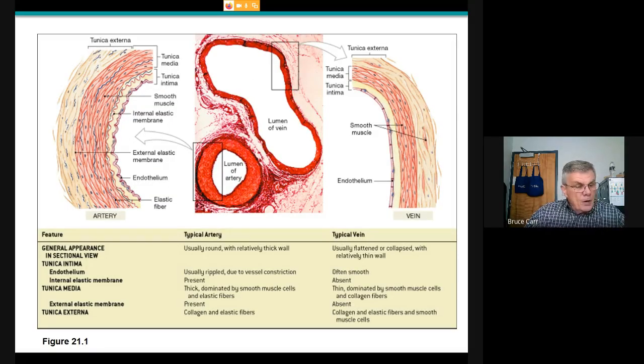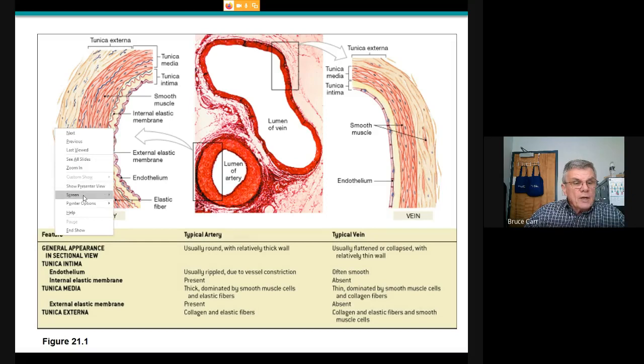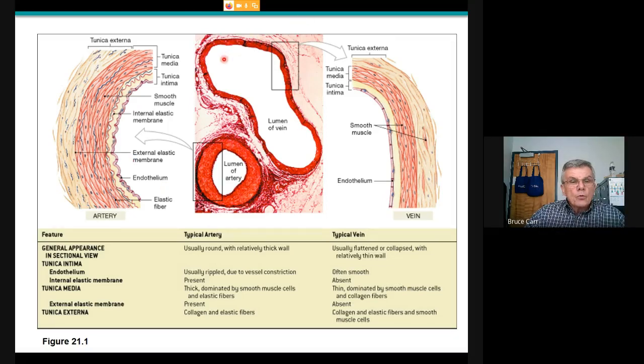Now here we have a comparison, and I'm going to get my pointer going to direct your attention to what I'm talking about. Here is a region of the body where we've dissected 2 vessels, an artery and a vein. Now, notice the smaller and circular conformation of the artery. That's because it's on the pressure side, and its thicker wall reflects the thicker muscle layer in the vessel.